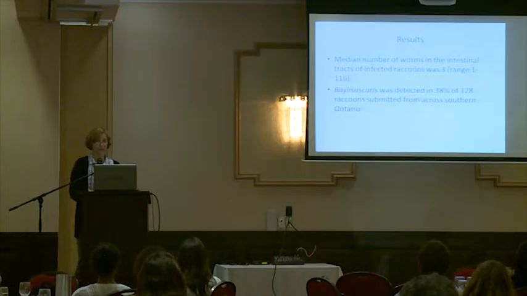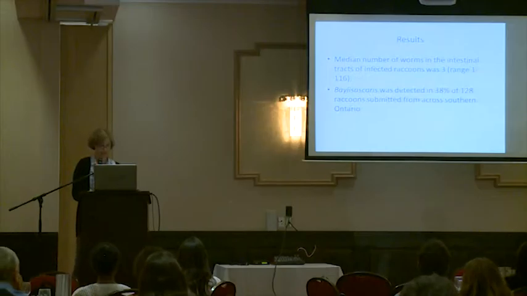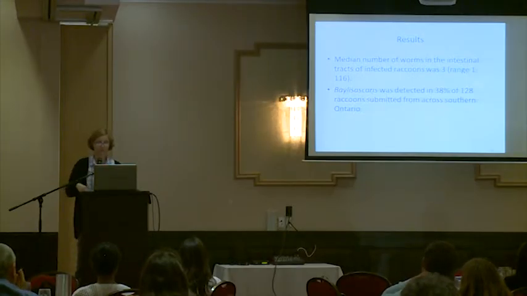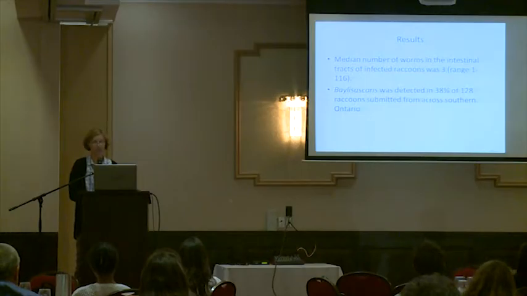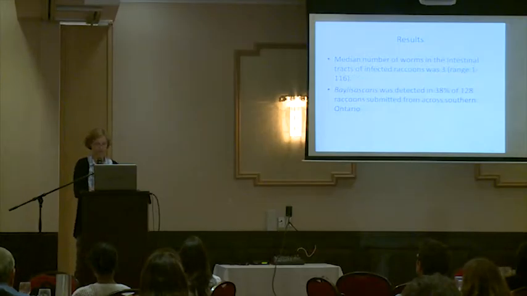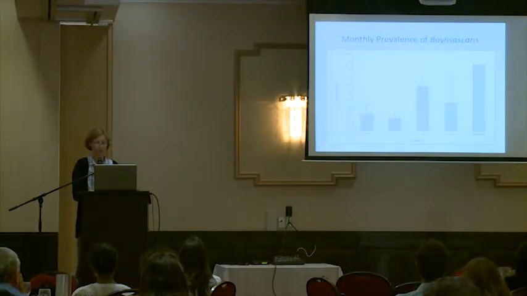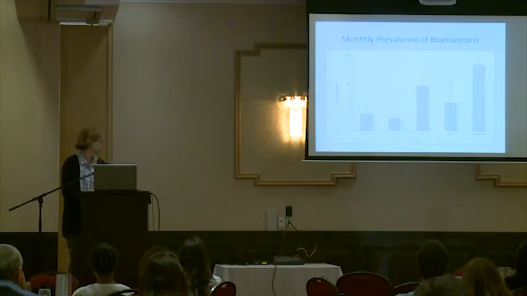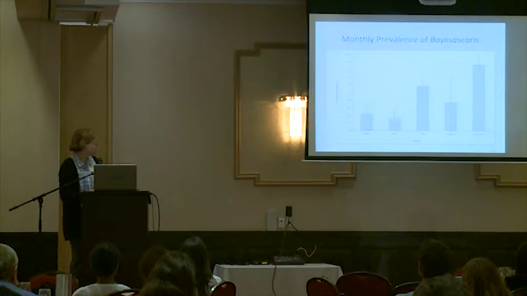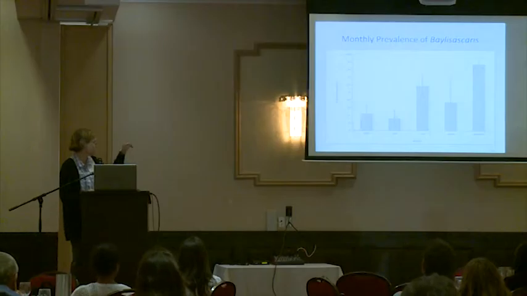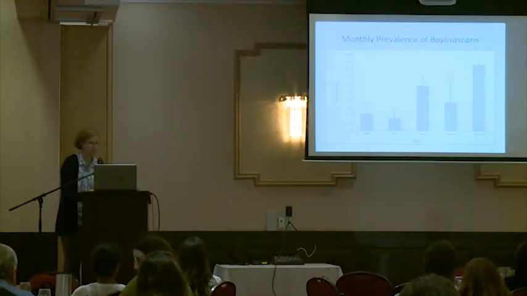And the median number of worms in the intestinal tract was 3, and it ranged from 1 up to 116 during this study. So, just to go back, the prevalence based on that initial sample was 38% of the 128 raccoons that were submitted. It's a bit lower than what had been reported previously, but there was a really strong seasonal difference that you can see here. This figure shows the percent of Baylisascaris positive raccoons. The error bars represent 95% confidence intervals, and the number inside the box is the sample size, and this is just based on the raw data.